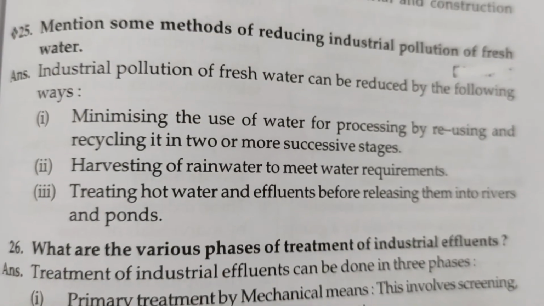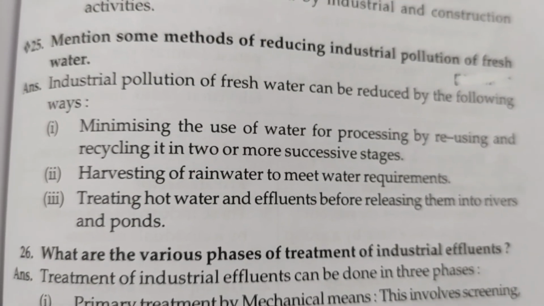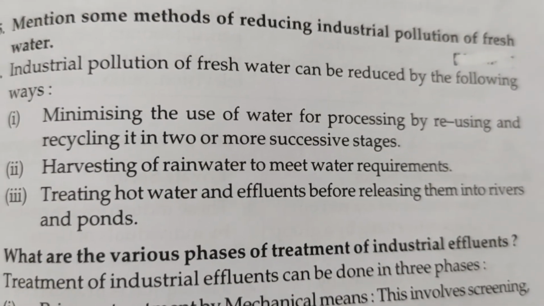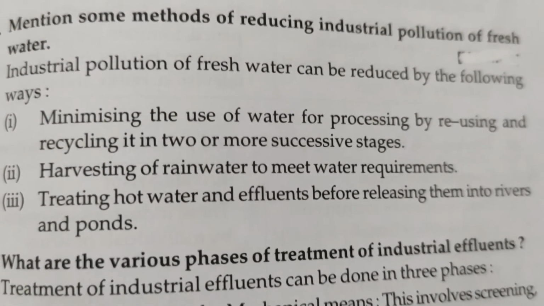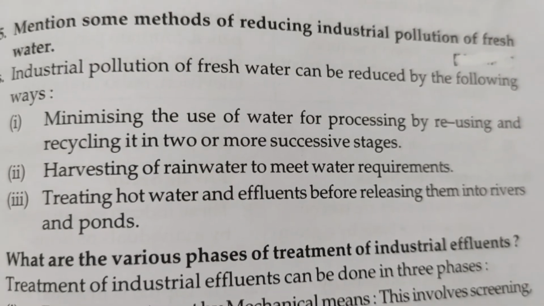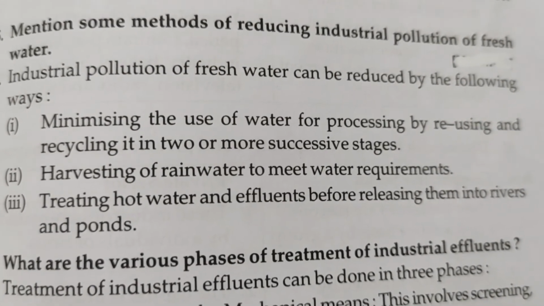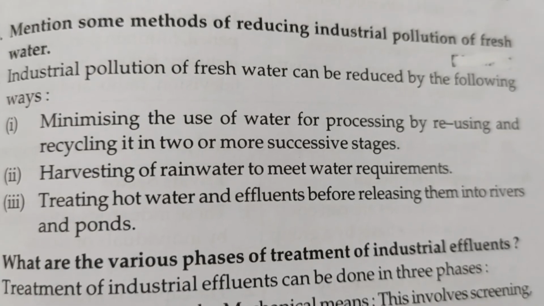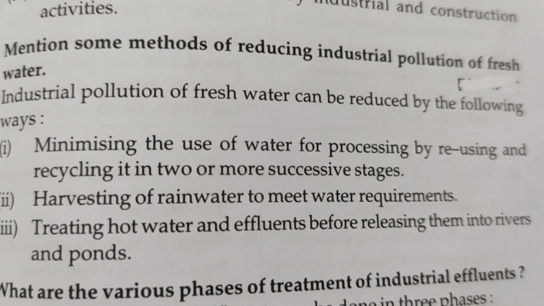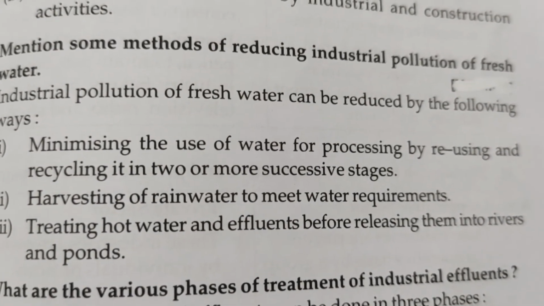Next question is, mention some methods of reducing industrial pollution of fresh water. Industrial pollution of fresh water can be reduced by the following ways. First, minimizing the use of water for processing by reusing and recycling it in two or more successive stages. Second, harvesting of rainwater to meet water requirement. Third, treating hot water and effluents before releasing them into the rivers and ponds.